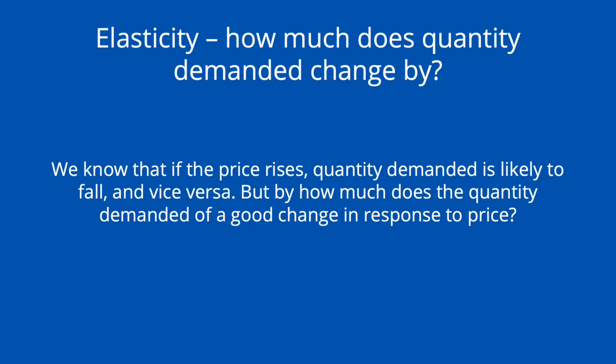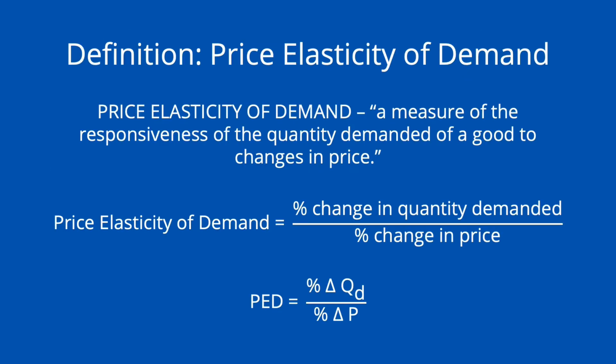So from the law of demand, we know that in general, price hikes will lead quantity demanded to fall. But by how much will it fall? This is the question price elasticity of demand seeks to answer. Price elasticity of demand is defined as a measure of the responsiveness of the quantity demanded of a good to changes in price. This formula shows how it's calculated. It's the percentage change in the quantity demanded of a good over the percentage change in its price. In shorthand, you can write this as the percentage change in QD over the percentage change in P.